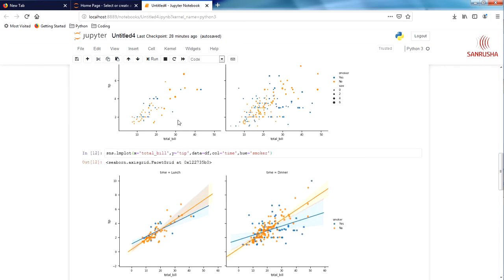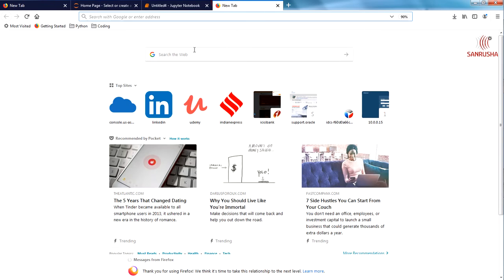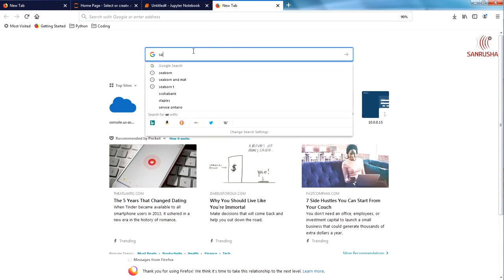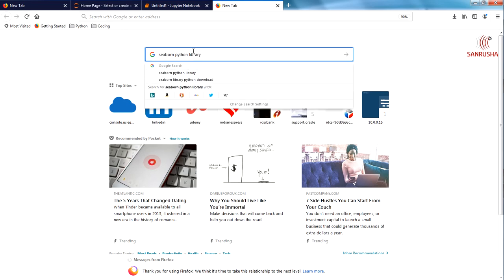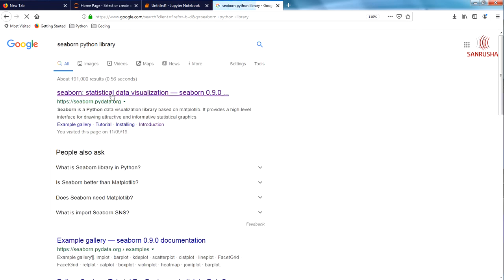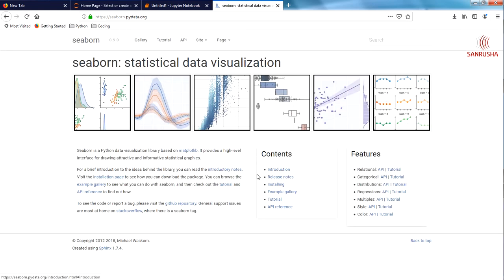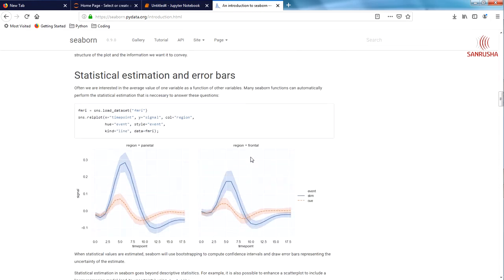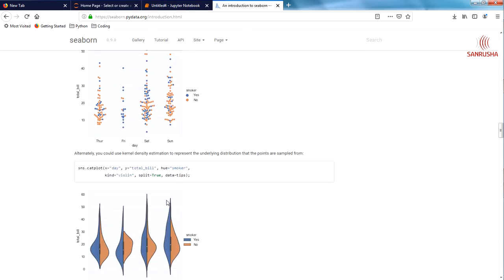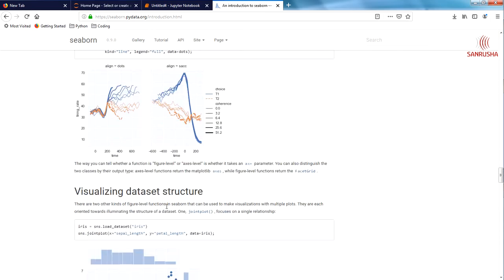Before I finish, if you just go and Google here Seaborn Python library, this is the site for that library, and some of the examples I have shown here were from this site, and you can go and explore further. There are very good examples here.